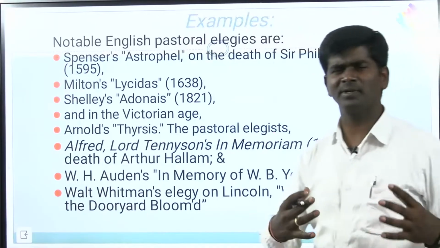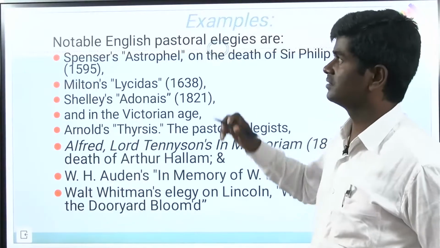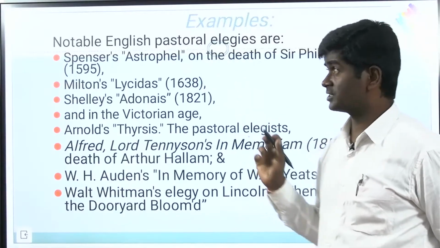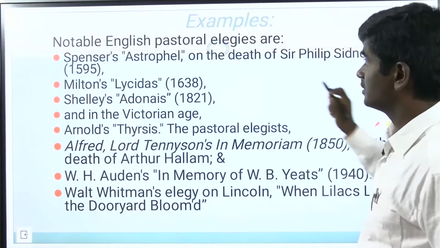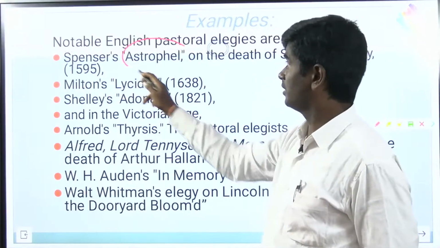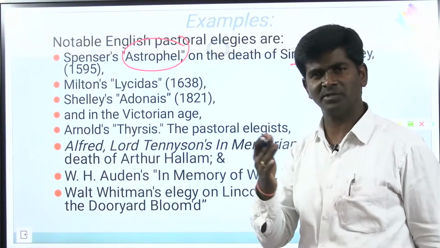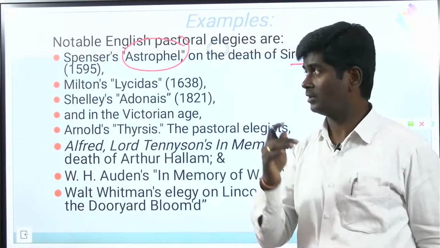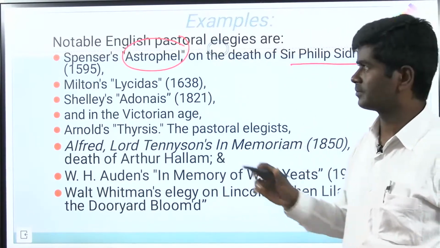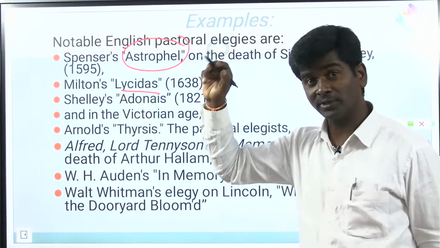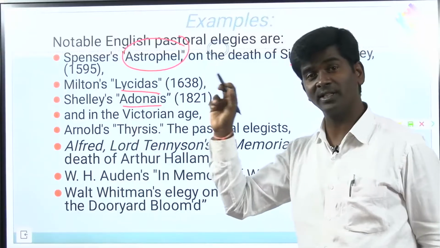Next, what are the popular examples of pastoral elegies? Notable English pastoral elegies: Edmund Spenser composed Astrophel on the death of Sir Philip Sidney. Sir Philip Sidney is dead, and Sidney and Edmund Spenser were very close friends, and Spenser wrote Astrophel on the death of Sidney. Next, Milton wrote Lycidas on the death of his friend Edward King. Adonais was written by Shelley on the death of Keats.